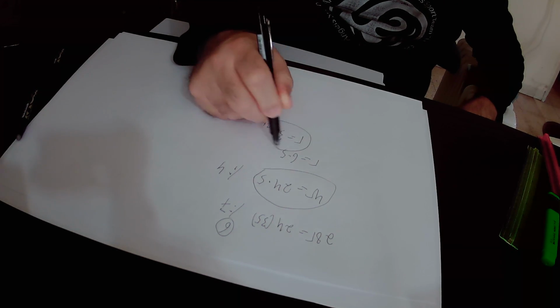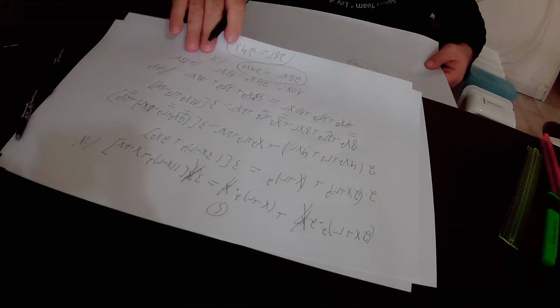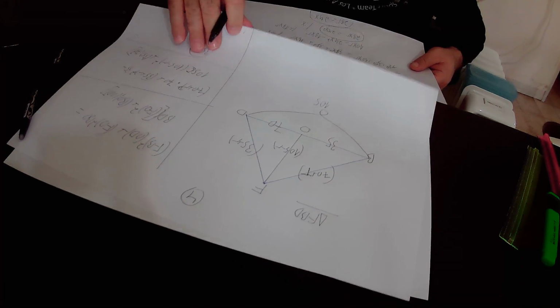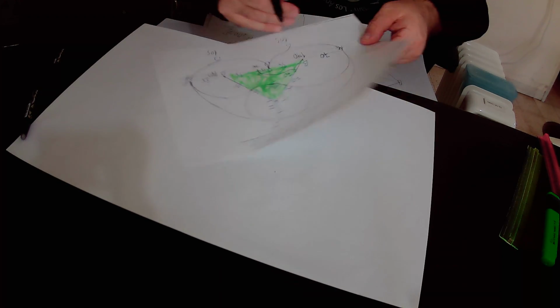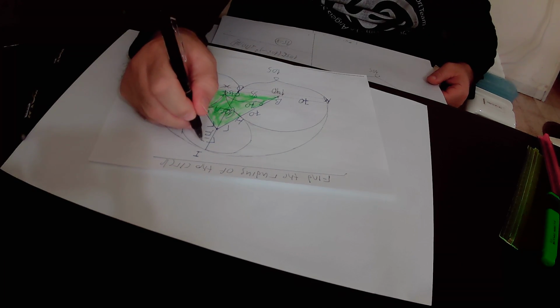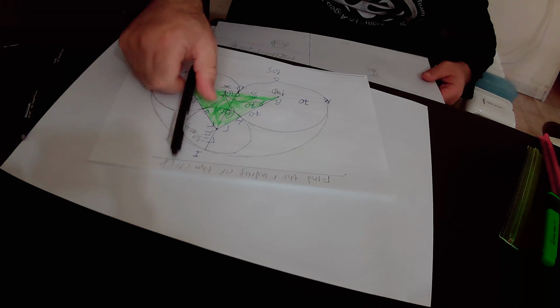Or small r. So actually, we found out that the radius of this circle, small r, equals 30 units. In the next step, I'll summarize the lecture.